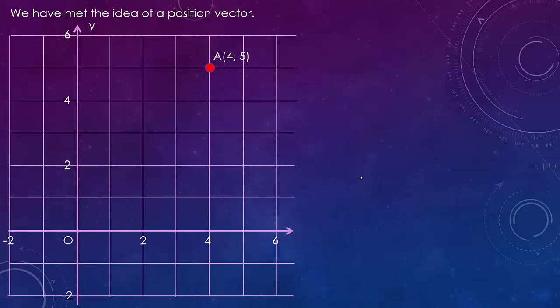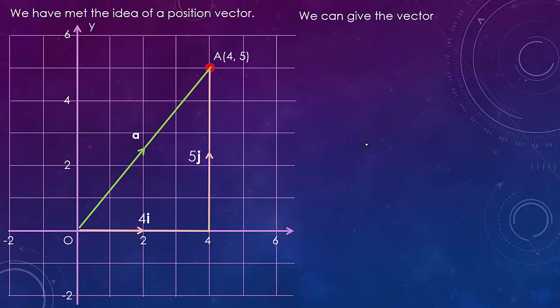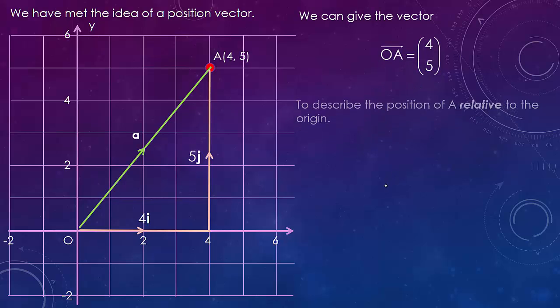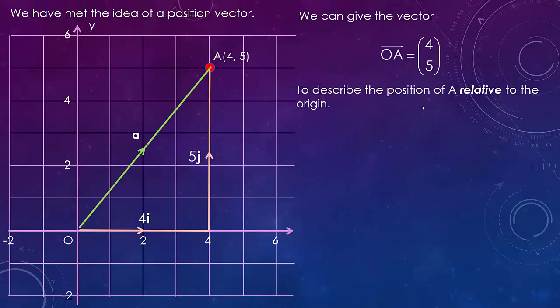So if we have a point A here, then this is its position vector, how to get there from the origin. So we can give the vector OA as 4, 5. To describe the position of A relative to the origin, we say that OA is 4, 5. It describes how to get to the point A from the origin. So that's where it is relative to the origin.